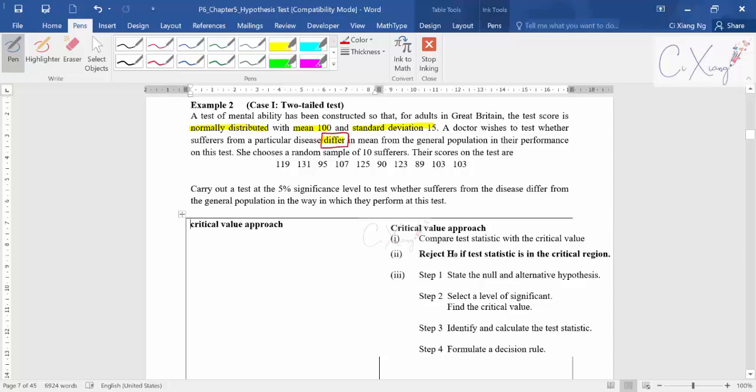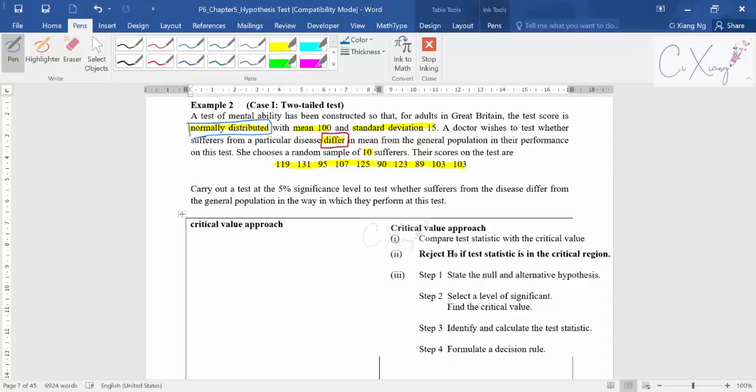Alright, so she chose a random sample of 10 sufferers. So these are the scores on the test. First of all, if you look at all this, I already highlighted an important word for you, which is "differ". When you see the word differ, you should know that this is one of the keywords to help you form the alternative hypothesis.